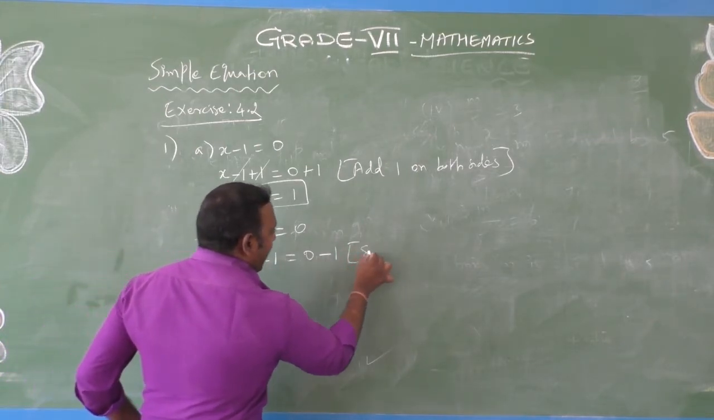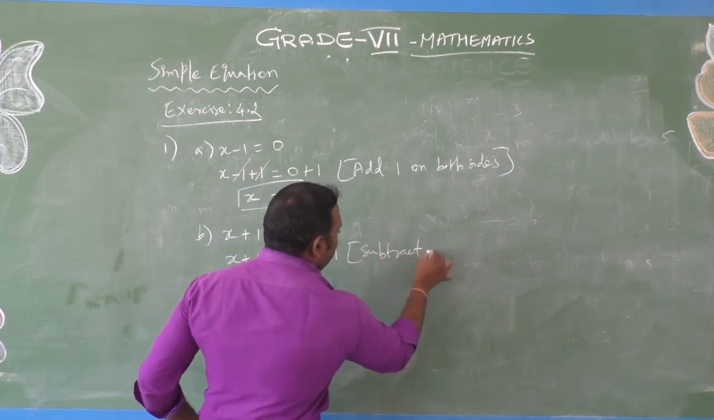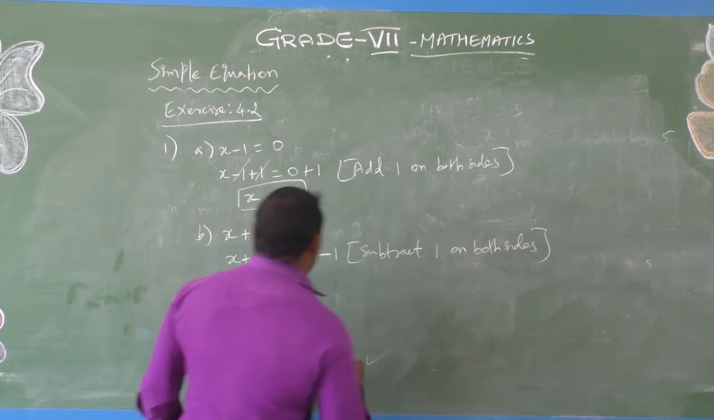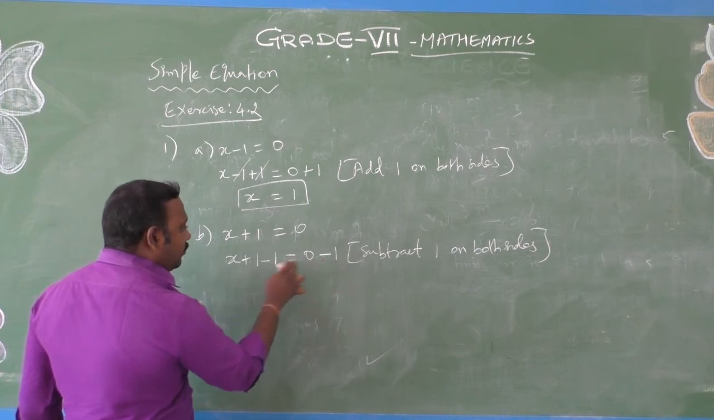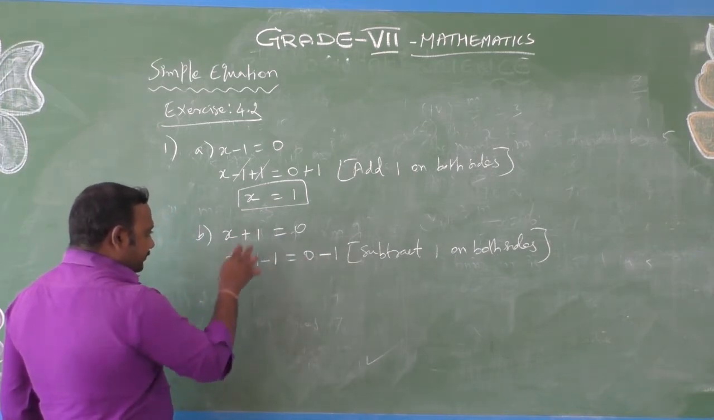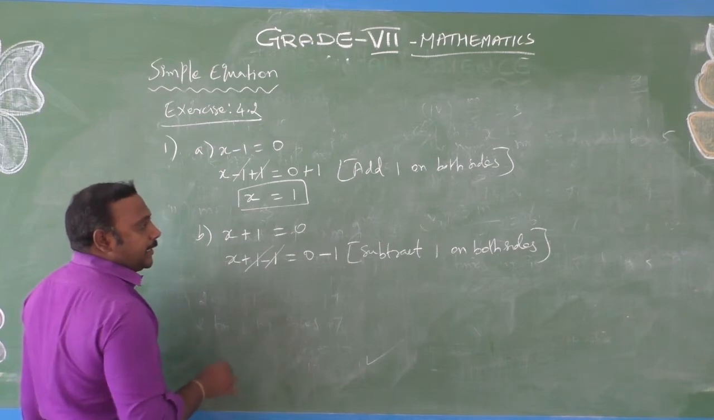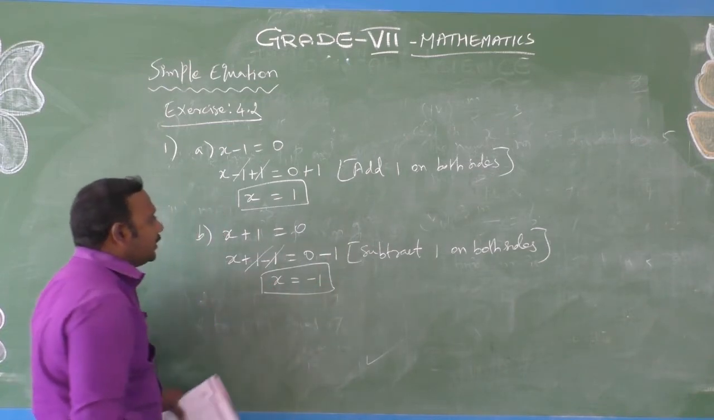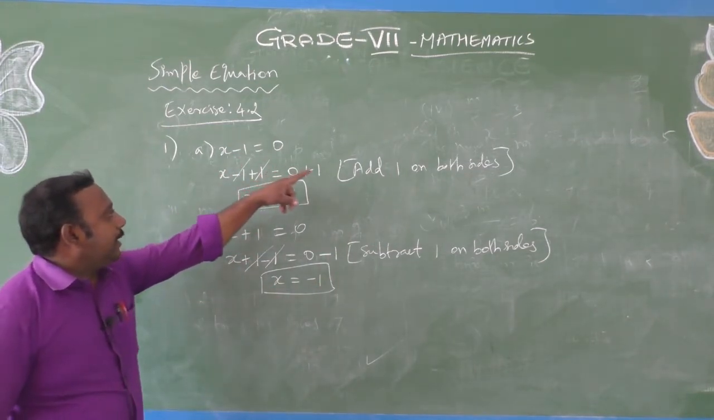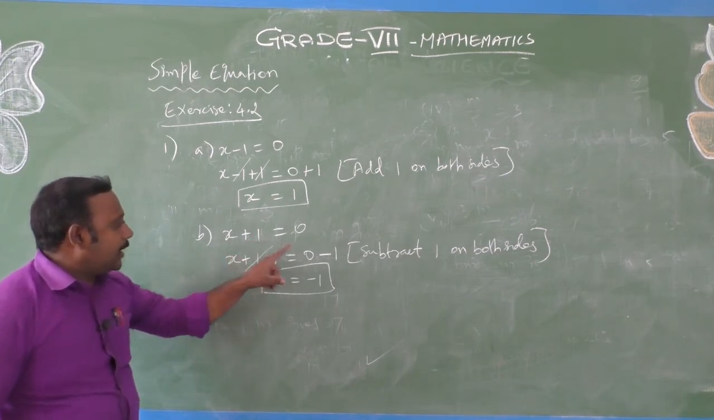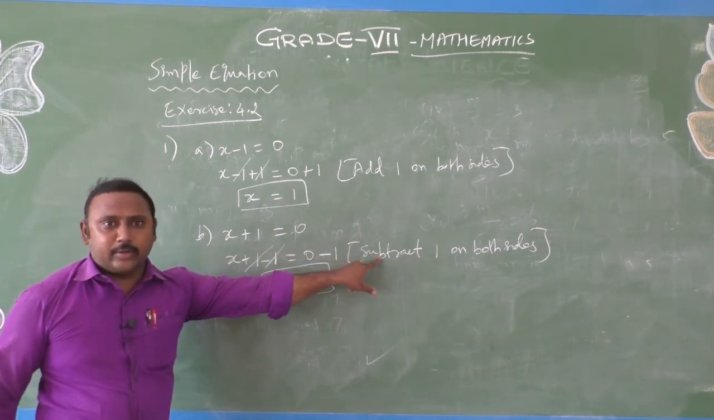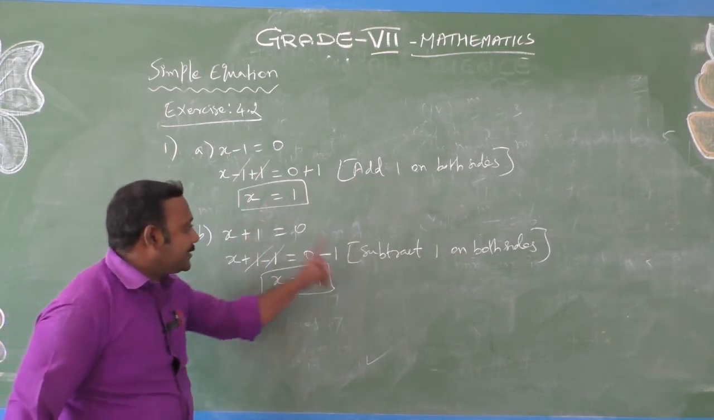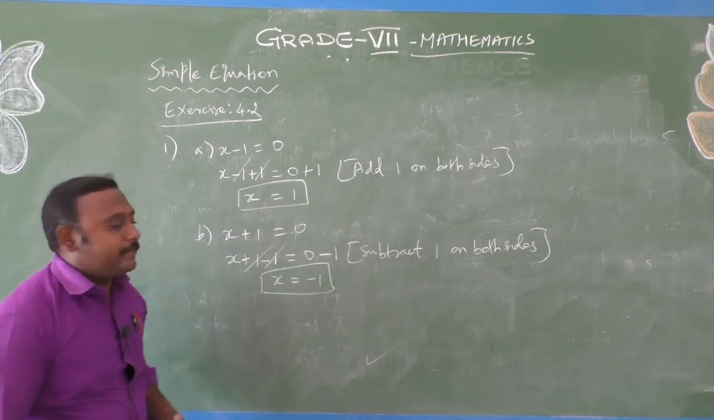That means subtract 1 on both sides. How? Here 1 and minus 1 are cancelled. So x is equal to 0 minus 1, which is minus 1, is the answer. So when we have minus 1, you have to add 1. When we have plus 1, we have to subtract 1. Are you clear? Here minus 1, so I add 1. Here plus 1, so I subtract 1. So we have to write the opposite of this.